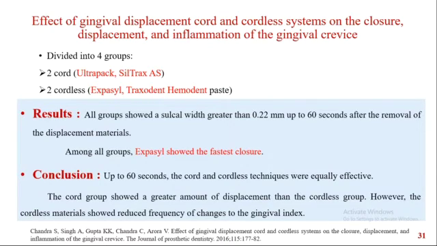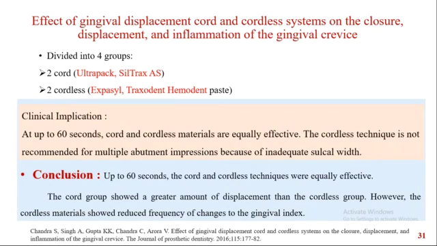Among all groups, the expansile showed the fastest closure of the gingival sulcus. So the study concluded that up to 60 seconds, both the cord and the cordless technique were equally effective. However, the cord group showed a greater amount of displacement than the cordless group, and the cordless material led to a decreased frequency to the gingival index.